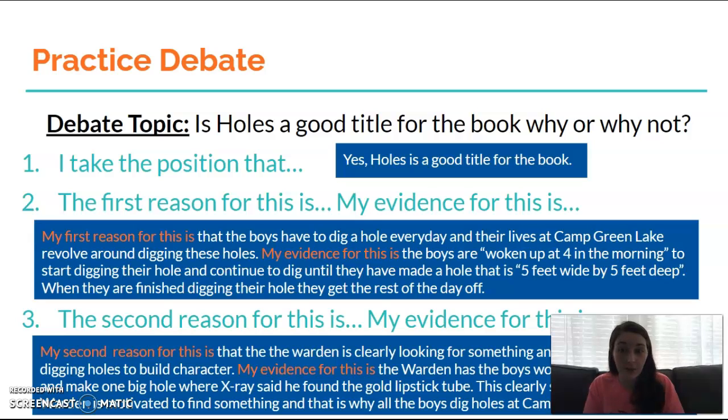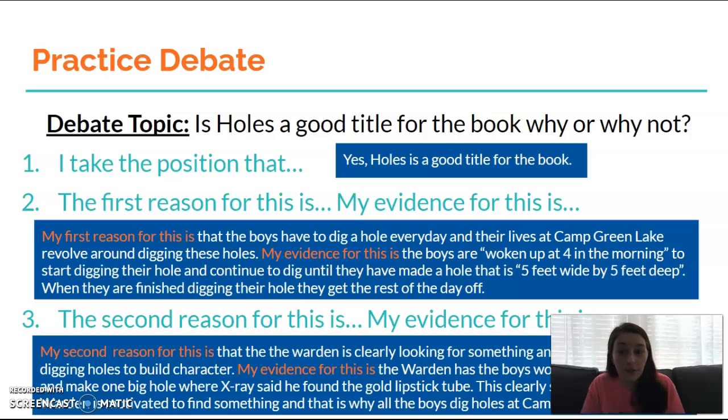The first reason for this is that the boys have to dig a hole every single day of their lives at Camp Green Lake, and their lives revolve around digging these holes. My evidence for this is the boys are woken up at 4 in the morning to start digging their holes, and they have to continue until they've made their hole at least 5 feet wide and 5 feet deep. When they are finished digging their hole, they get the rest of the day off.